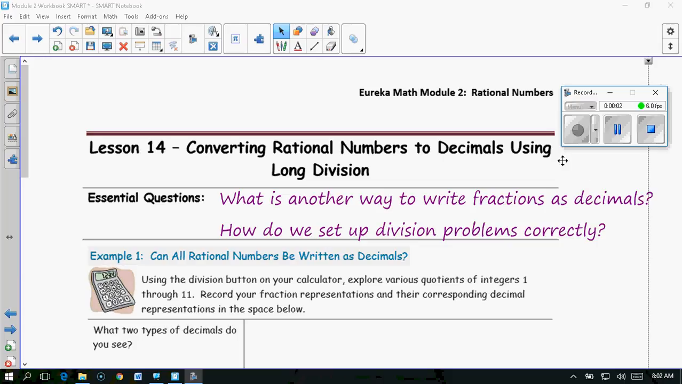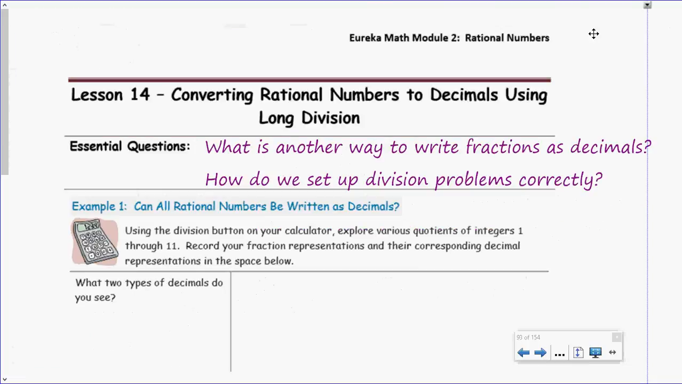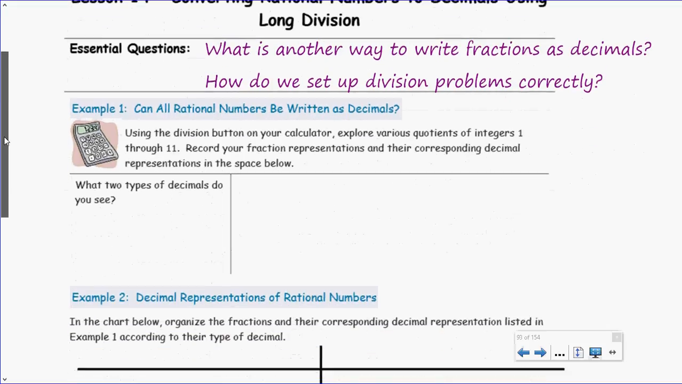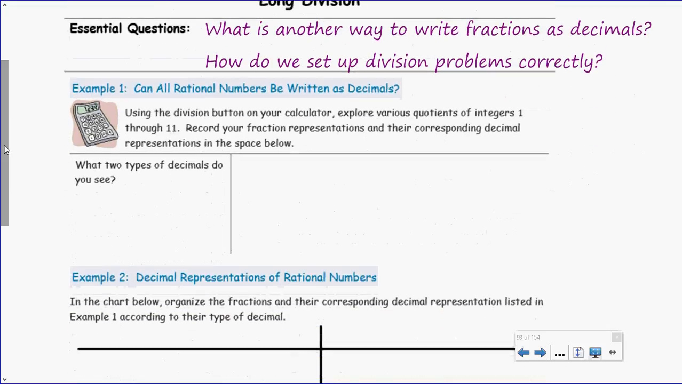Hi everybody, this is lesson 14 and we are converting rational numbers to decimals using long division. So go ahead and copy down your essential questions. What is another way to write fractions as decimals, and how do we set up division problems correctly?